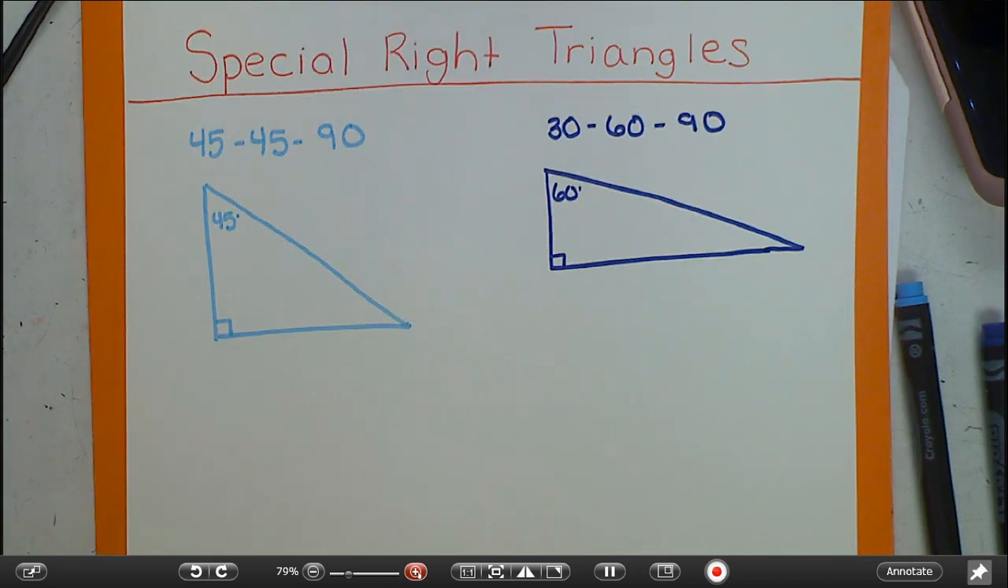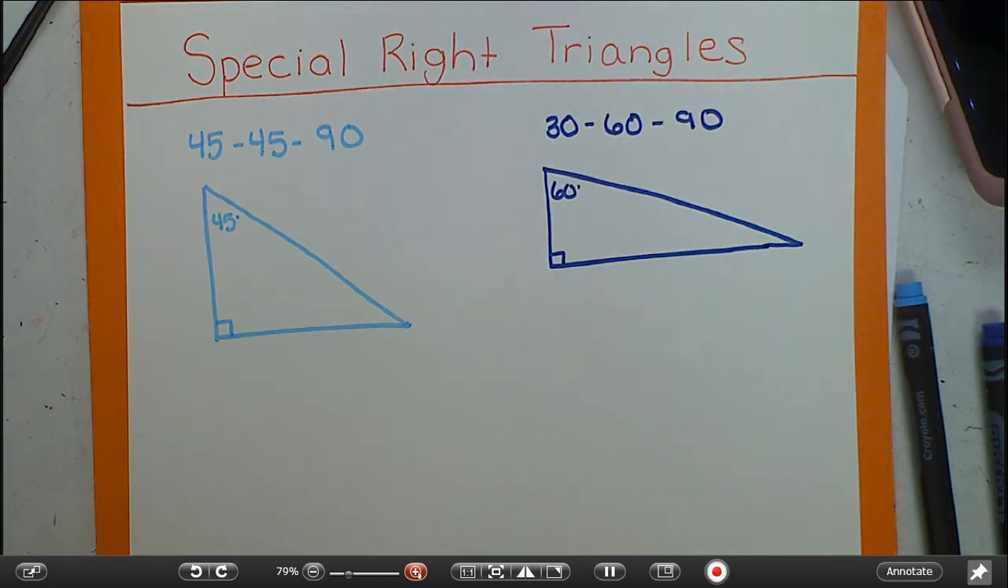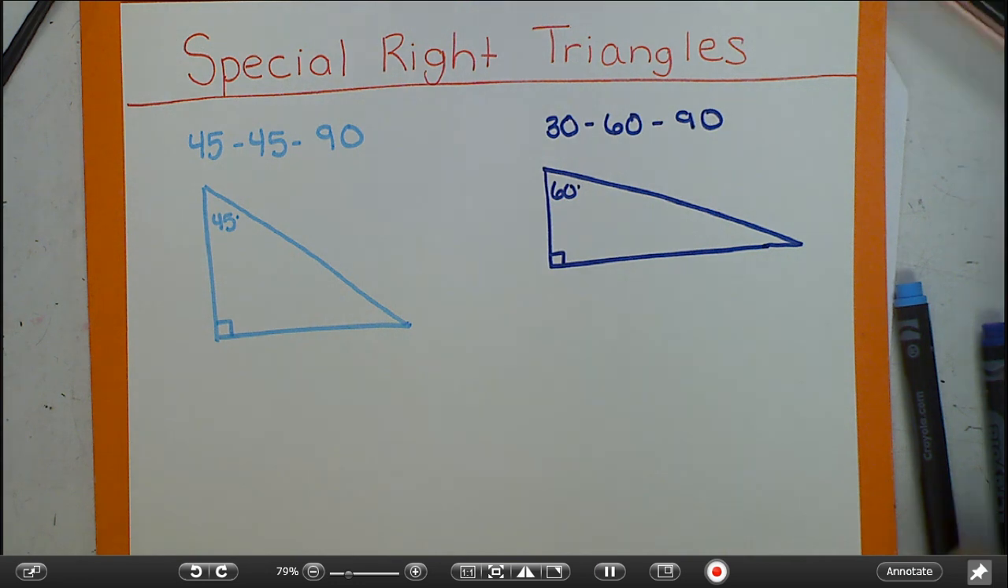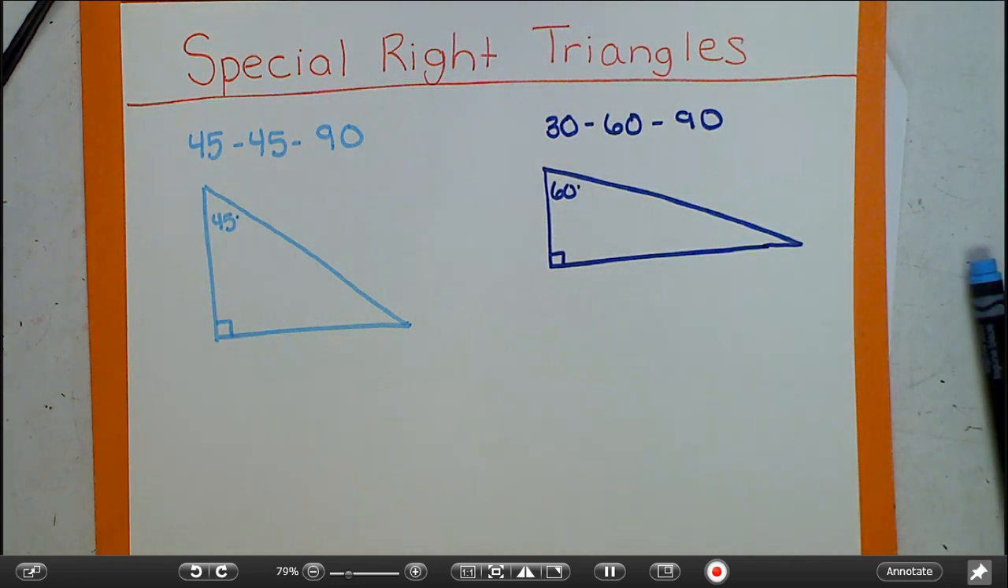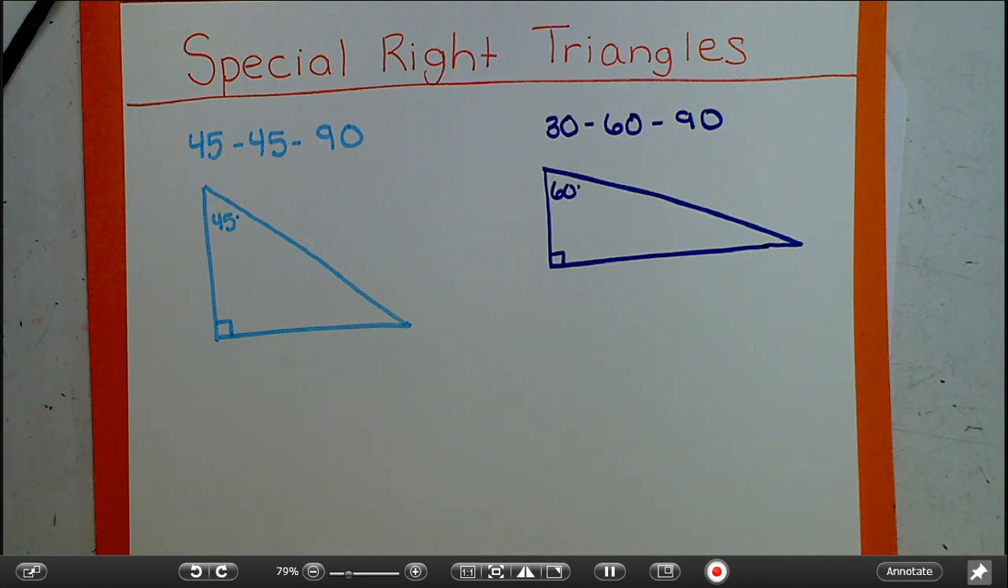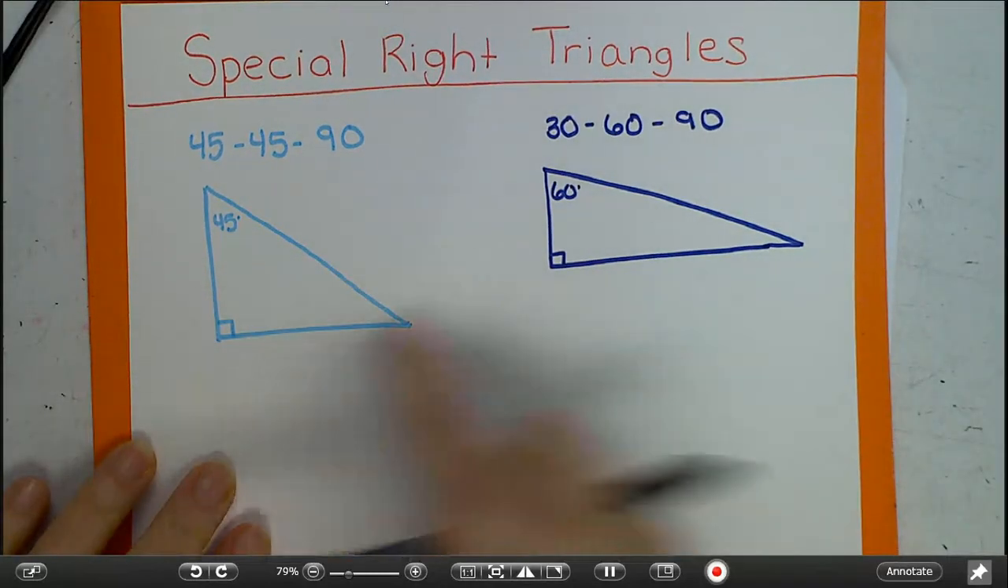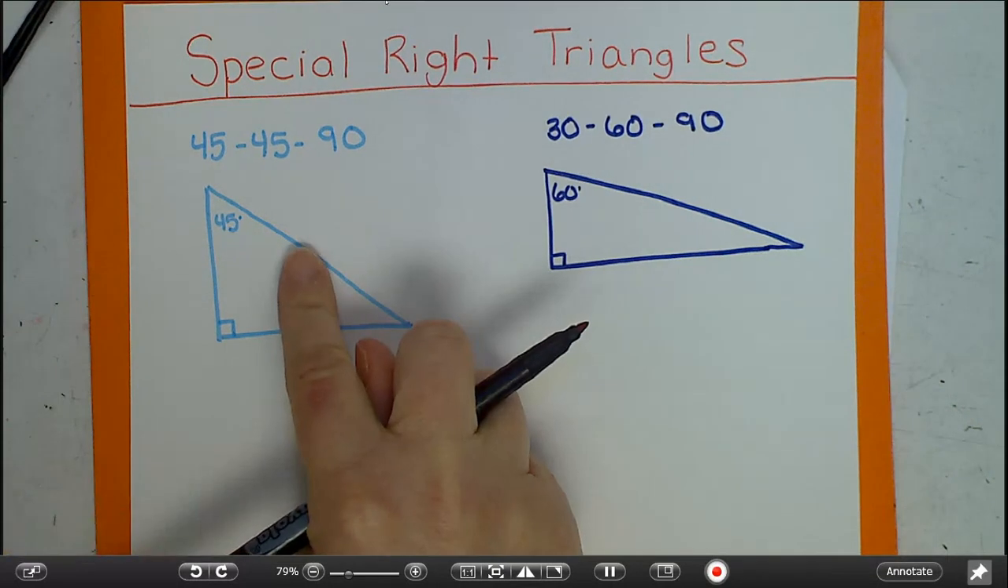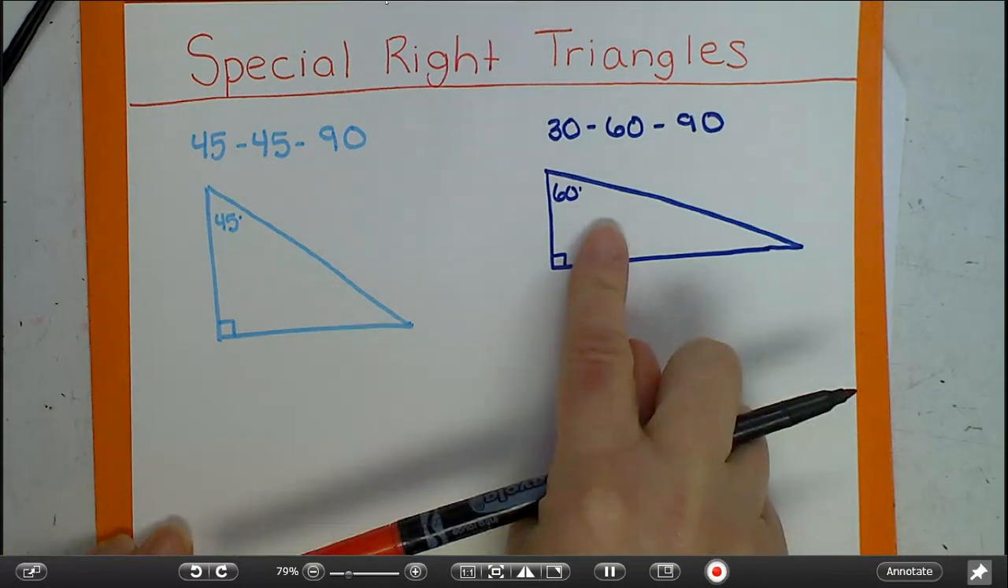Alright, so this is a video about special right triangles, and these are just kind of a shortcut to the Pythagorean theorem or trig, and it helps a lot. So we're going to kind of review what you should have done in geometry. The two kinds of special right triangles are 45, 45, 90 and 30, 60, 90.